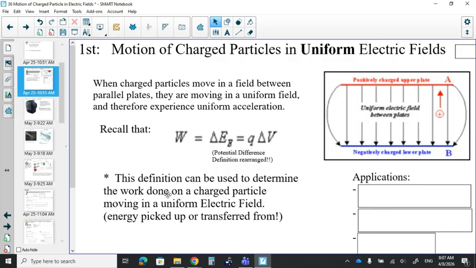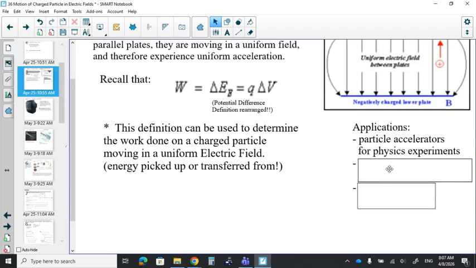And so, yeah, we can use this definition, this concept to figure out work done on charged particles. And then, of course, that work done becomes the speed, right? So applications of this, we'll see in the next slides here. Particle accelerators for physics experiments. We can speed up particles, and later on in physics, you'll learn about how particle physics works, where you smash particles together and see what kind of interactions happen, and that's how they discovered new fundamental subatomic particles like quarks and so on.